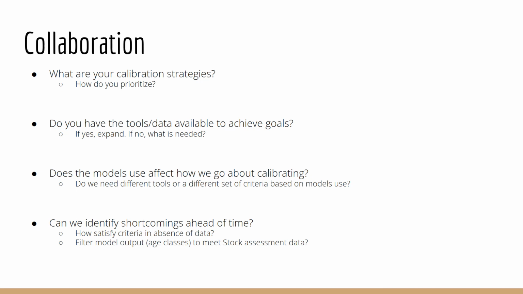And then, does the model's proposed use affect how we go about calibrating our model? So basically, do we need different tools or a different set of criteria based on the model's use? And then the last question I want you to think about is, can we identify shortcomings ahead of time? So, for example, how can we satisfy the criteria that we set for our model if we don't have any data? Can we do something like filtering the model output to meet stock assessment data if we only have assessment data for so many ages? Any other shortcomings that we can think of ahead of time that we can maybe address before we get to that point where we are so into calibration that we go, oh, didn't think about that.